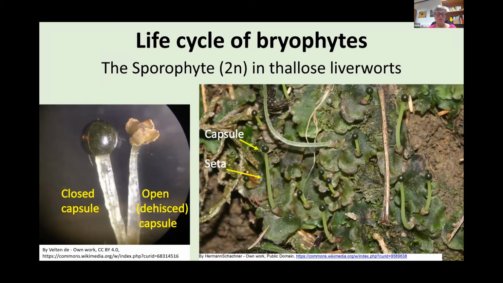Right, so moving on to the sporophyte. So we've seen the antheridia and the archegonia. There's been fertilization. The sporophyte develops. And sporophytes are different in the way they develop between mosses and liverworts. So we're starting with the liverworts, which are slightly simpler as structures.